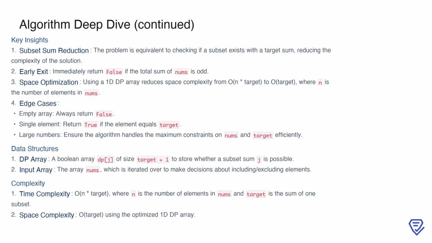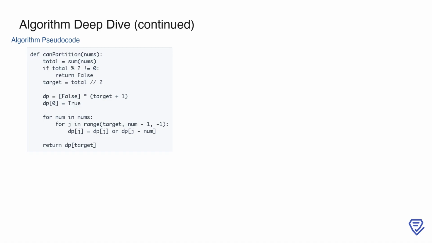This reduces the space complexity from n * target to target, where n is the number of elements in the array. We also need to account for edge cases, such as an empty array, which should return false, or a single element, which can only return true if the element equals the target. Finally, the algorithm must handle large numbers efficiently, ensuring it works within the problem's constraints. With these optimizations, the time complexity of the solution remains n * target, while the space complexity is minimized to target. Here's the pseudocode for the algorithm.